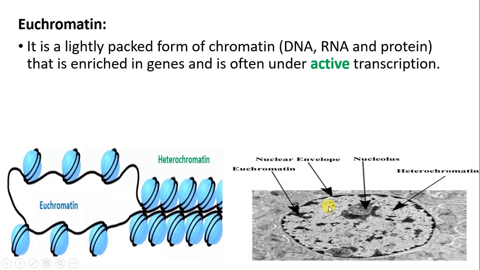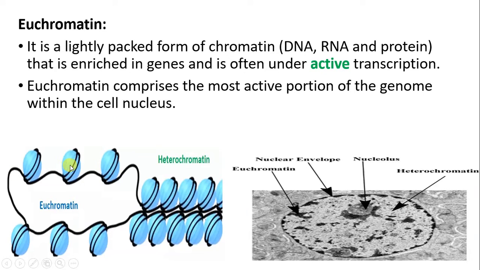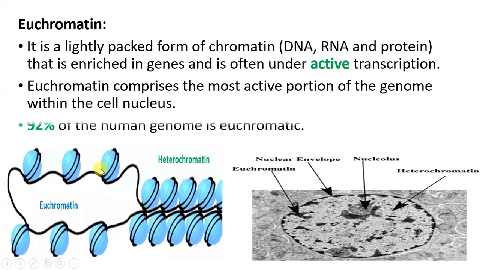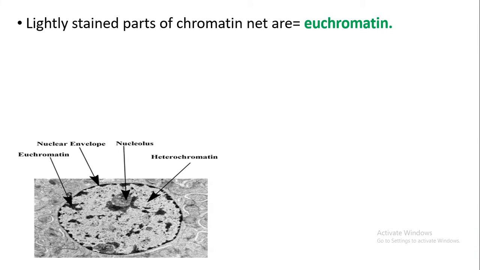Whenever we use a nuclear stain, it is lightly stained, it is the lightly packed chromatin. It contains the DNA, RNA, and protein. It is the one which has the genes, and this is the active form of the chromatin. Euchromatin comprises the most active portion of the gene. It means it is the one which does the transcription. So, when we talk about the human genome, 92% of the human genome consists of euchromatin. The rest is heterochromatin.